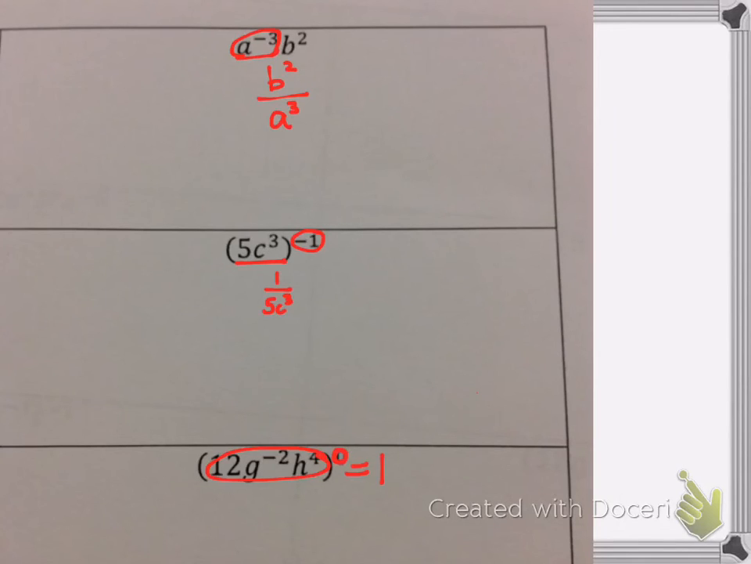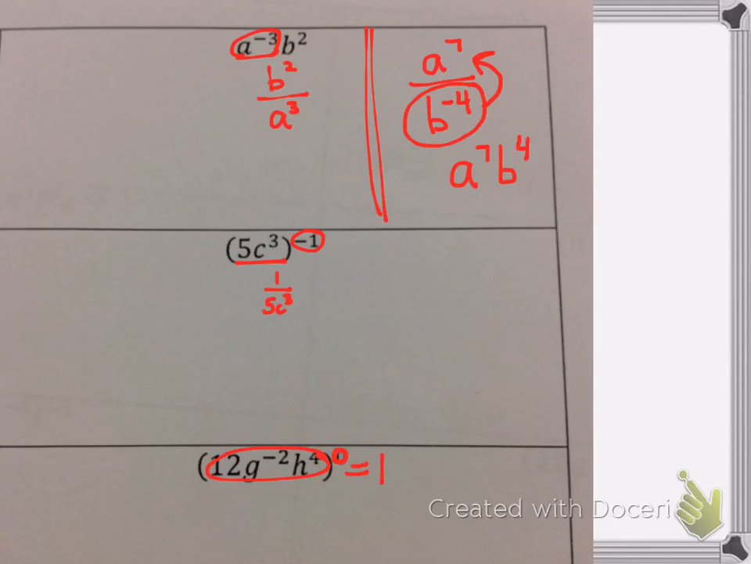I do want to make a little point here though, because it was not on the note-taking guide. What's going to happen if I have a to the 7th over b to the negative 4th? If I have a negative power on the bottom of a fraction, I can't leave it there. Again, that negative right there can represent the fraction line, and it says move me to the other side of the fraction line. So on that particular problem, I would have a to the 7th, b to the positive 4th as my solution, because I'd have to move that negative group of exponents to the top.